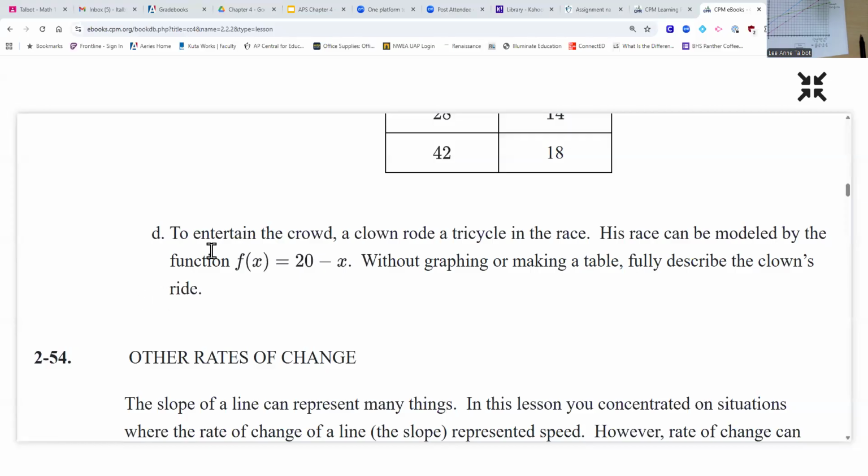Okay, last thing. To entertain the crowd, a clown rode a tricycle in the race. His race can be modeled by the function f of x equals 20 minus x. Without graphing or making a table, we're going to actually graph it. Fully describe the clown's ride. Okay, so down at the bottom, f of x equals 20 minus x, which will be the clown.